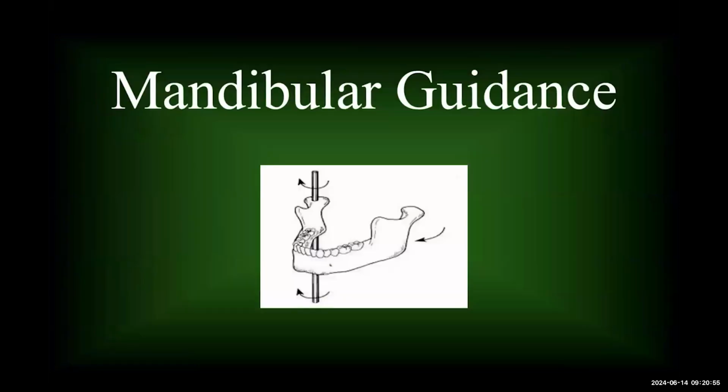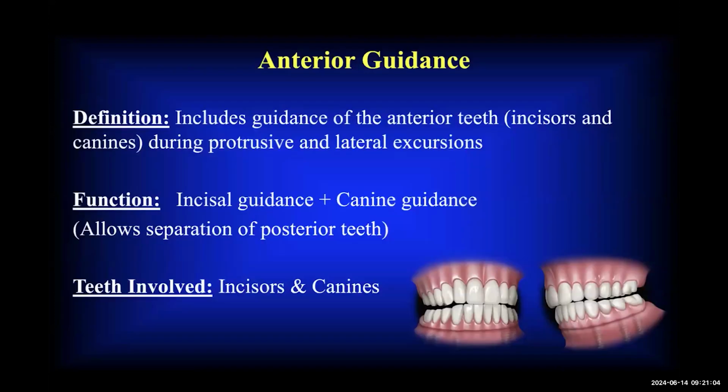Now, that is the static and dynamic movements. Now let's talk about guidance. So the mandible can move side to side. It can move anterior. So let's talk about the most common guidance, and that is called anterior guidance. Now, what most people don't realize is anterior guidance, by definition, includes incisal guidance and canine guidance. A lot of people intermix these terms, but anterior guidance is a component of incisal and canine guidance.